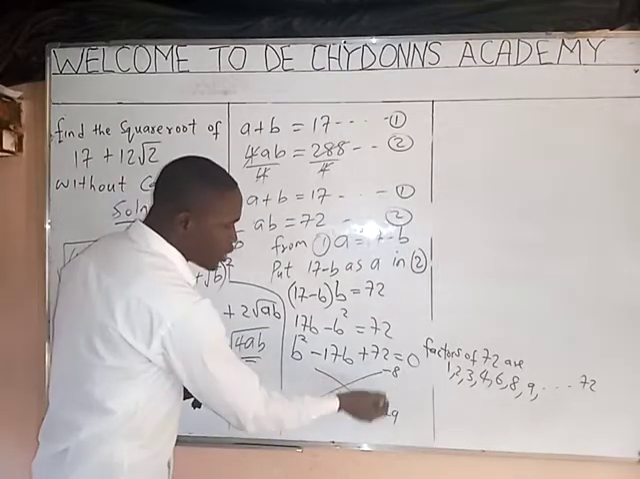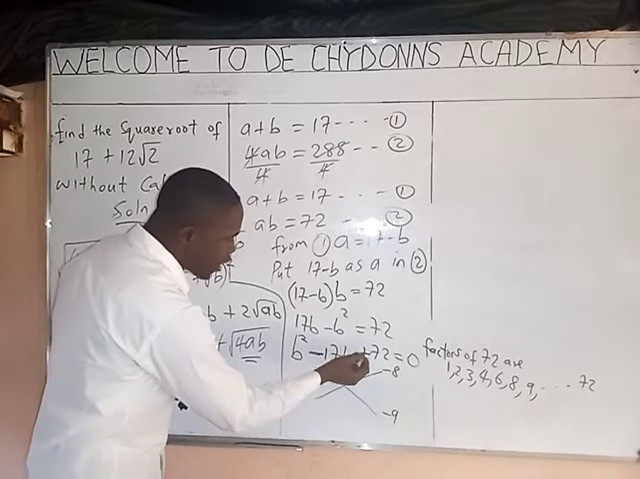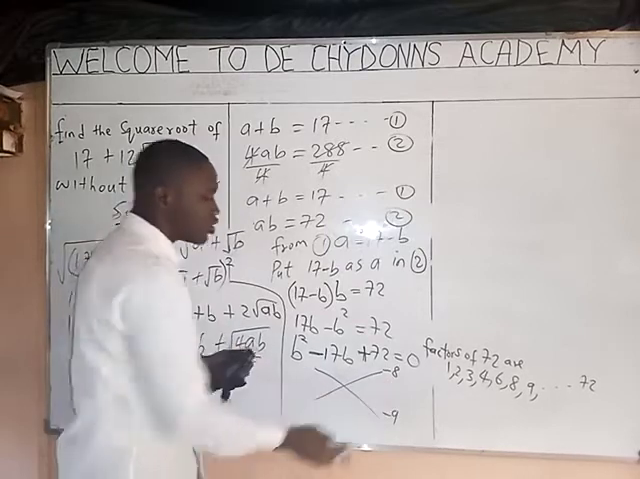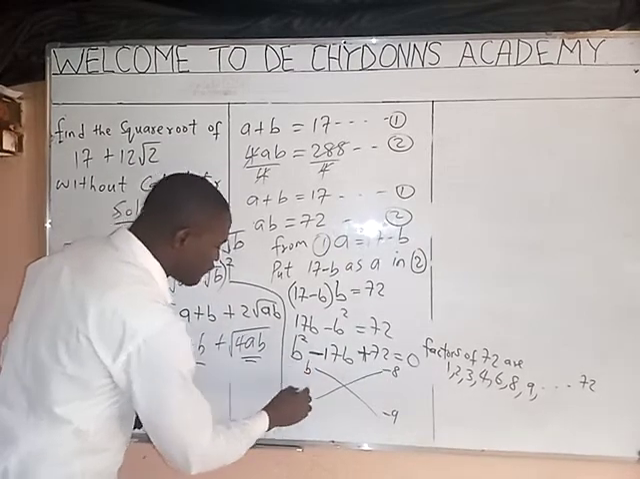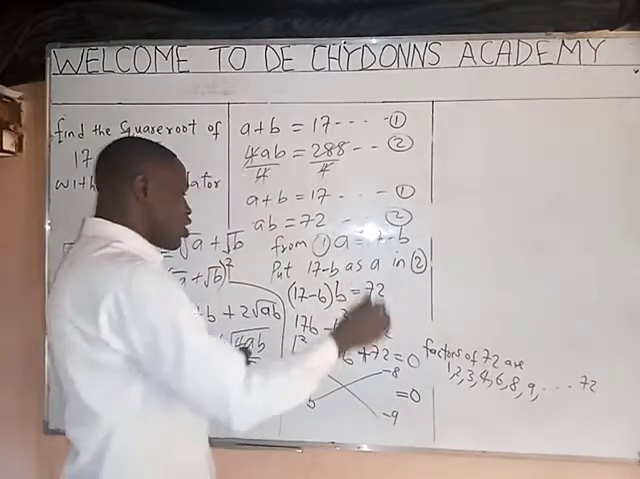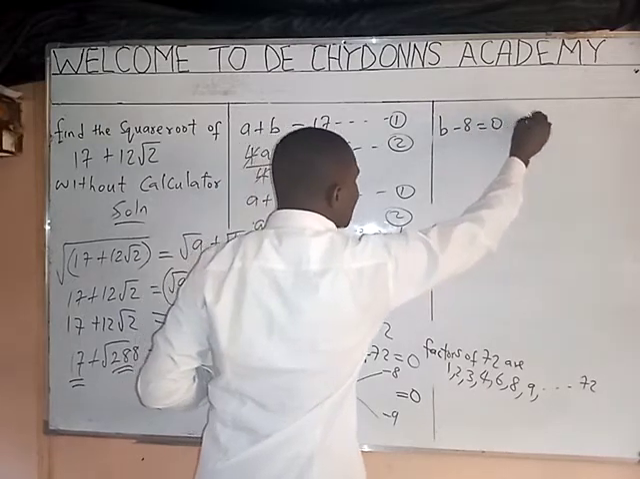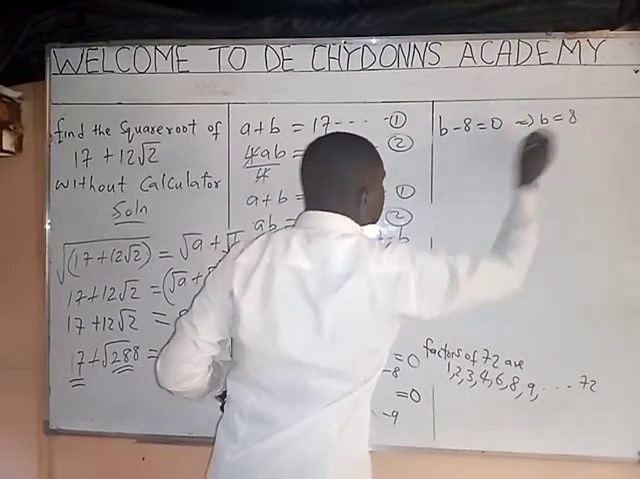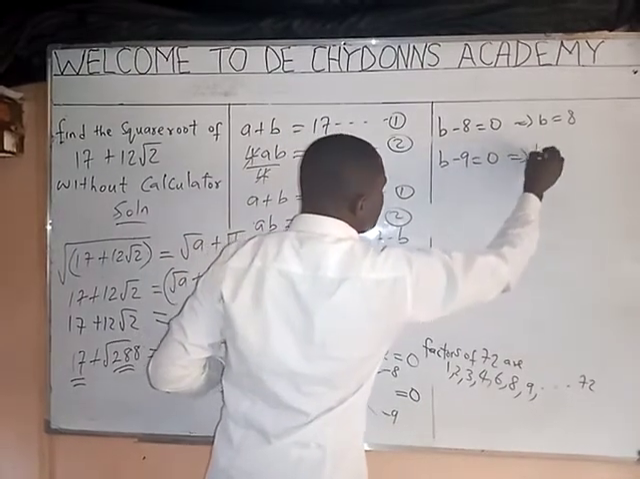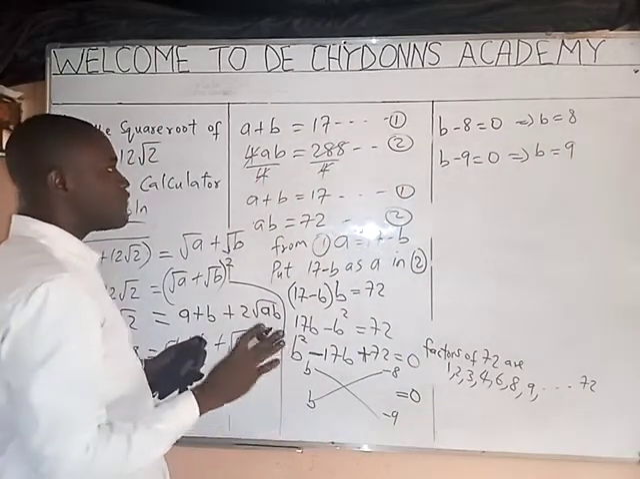Why we put minus here is because the equation is minus plus. So when you have minus plus in a quadratic equation, the 2 factors will have minus. Then b is the alphabet we are talking about. This is equal to 0. Then in conclusion, we say b minus 8 equal to 0. It implies that b equal to 8. Also, b minus 9 equal to 0. It implies that b equal to 9. You have gotten your b, the 2 values of b.